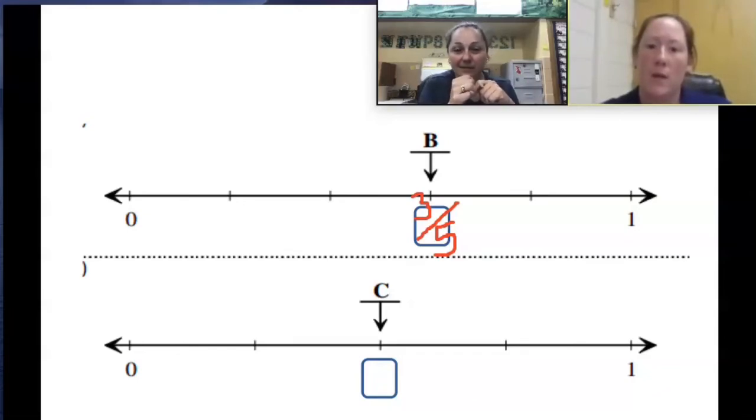So we have 1, 2, 3, 4. So I'm going to go ahead and write fourths because that's what we're working with. And then we'll count over for our numerator. 1 space, 2 spaces. So it would be 2/4 is what C represents on our number line. Pretty perfect. Let me erase my work again.